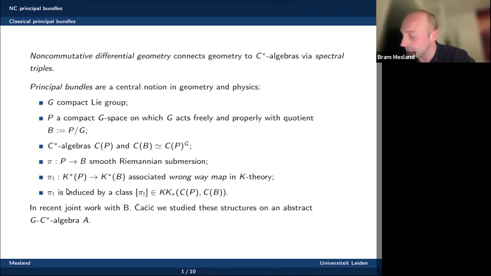And what we did in recent work with Branimir was abstract this to a general G-C-star algebra A. So what we've done so far, and what I will spend most of my time here explaining, is, okay, we've made the total space of the principal bundle non-commutative, but we left the structure group to be classical and even compact, as you do in first steps.